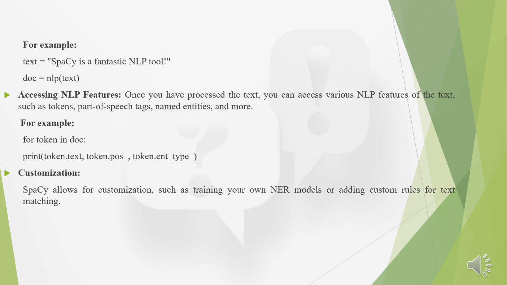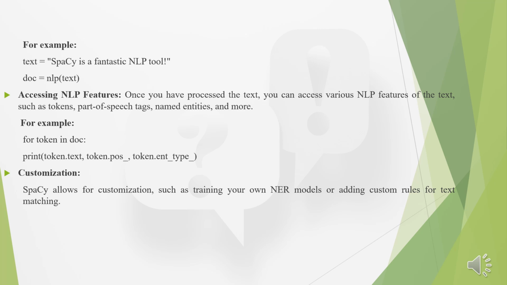Now next thing is accessing NLP features. One of SpaCy's strengths is its ability to extract linguistic insights. We can access individual words, their part of speech (POS tags), and named entity types using a simple for loop: for token in doc, print token.text, token.pos, token.ent_type. This helps us understand the grammatical structure and meaning of the text.